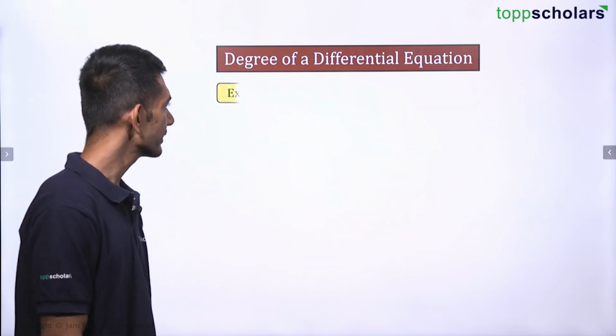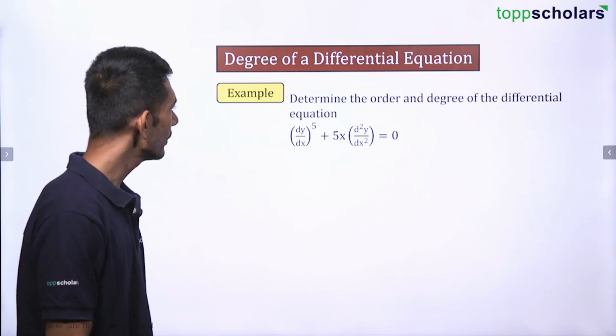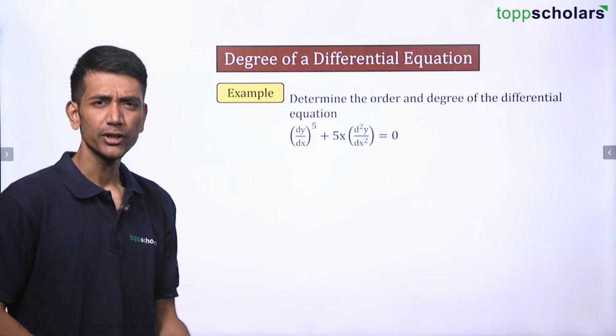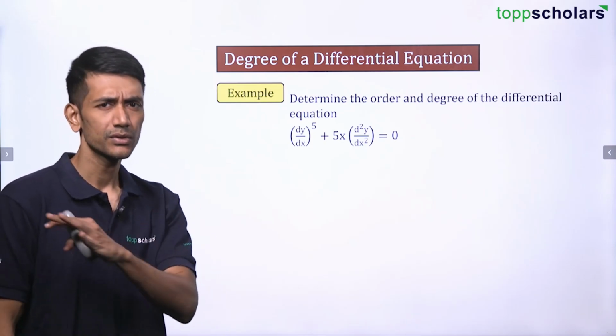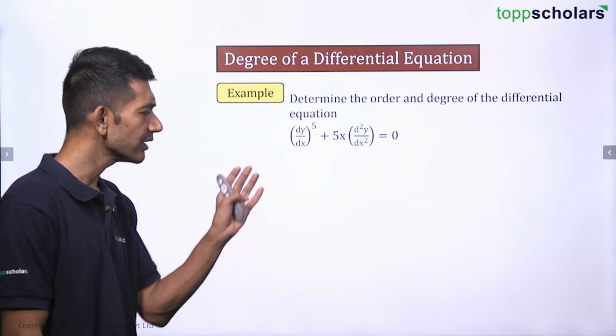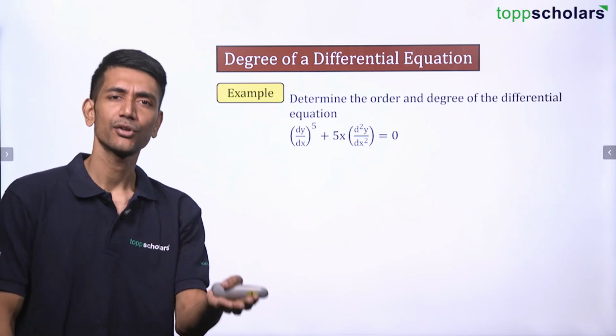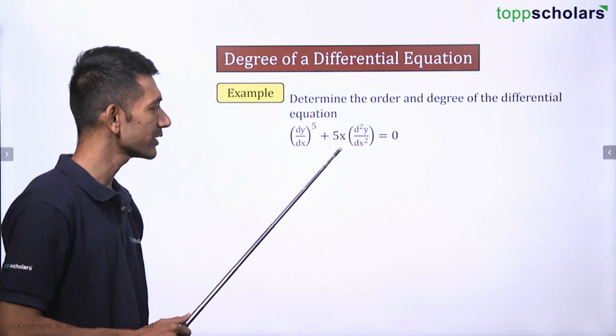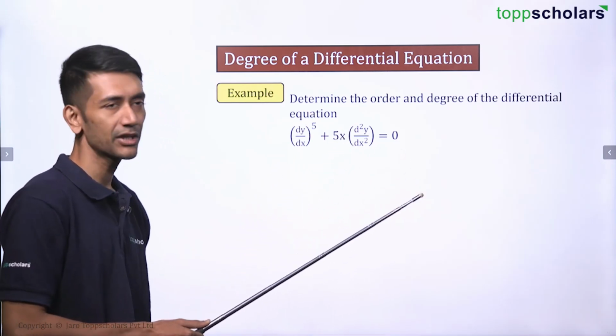Okay. Let's continue further. Let us see an example now. So determine the order and degree of the differential equation. Here we are supposed to determine the order and degree of the differential equation. We can do it very fast, very easily. Looking at this only, we can identify what is the order and what is the degree, correct? Okay. So dy by dx whole raised to 5 plus 5x d2y by dx square is equal to 0.